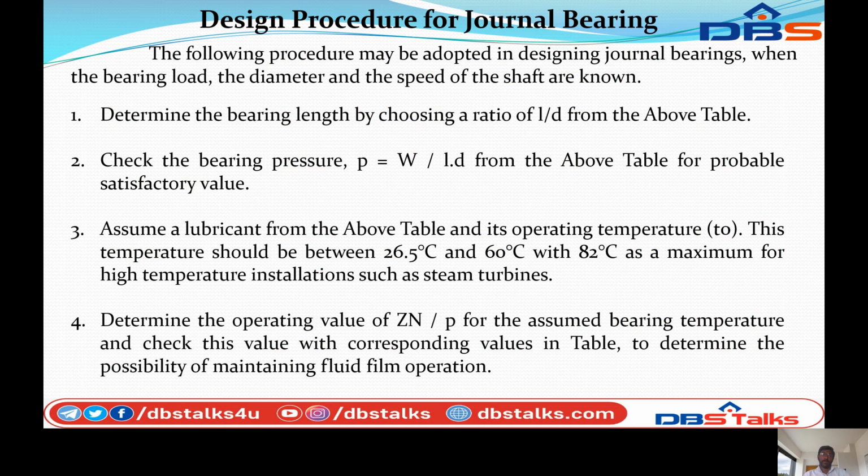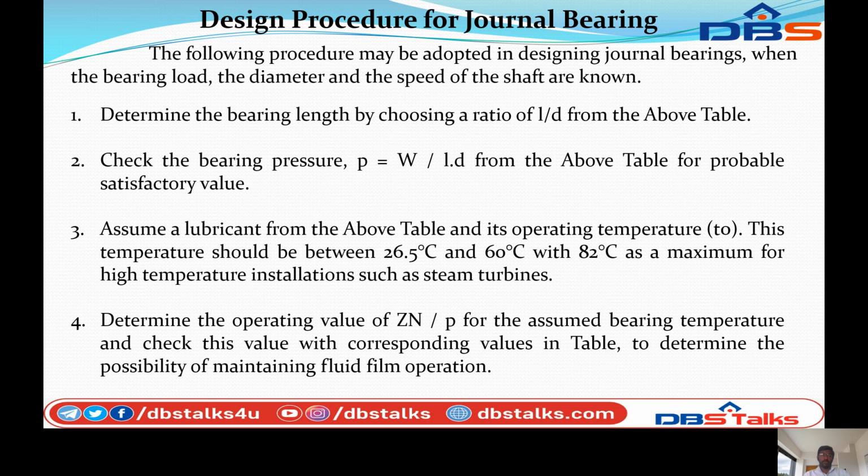So next step, next procedure. Assume a lubricant from the above table and its operating temperature T0. This temperature should be between 26.5 degrees centigrade to 60 degrees centigrade, with 82 degrees centigrade as a maximum for high temperature installations such as steam turbines.